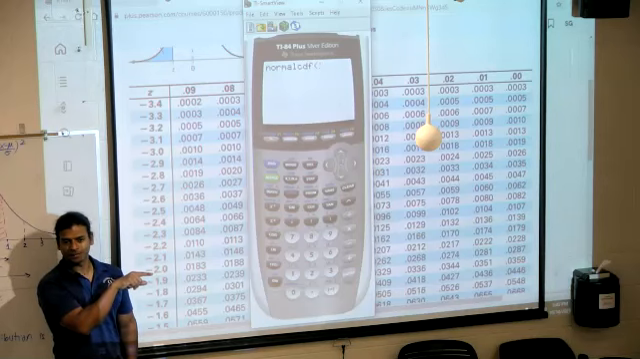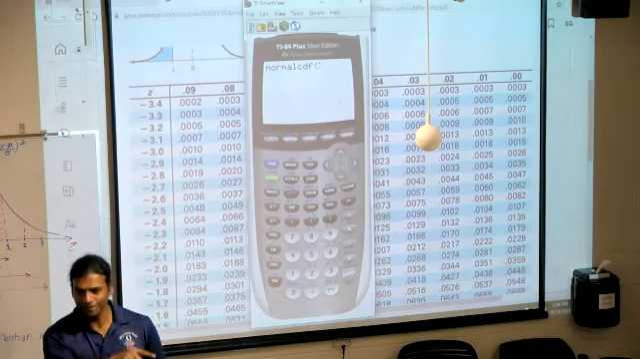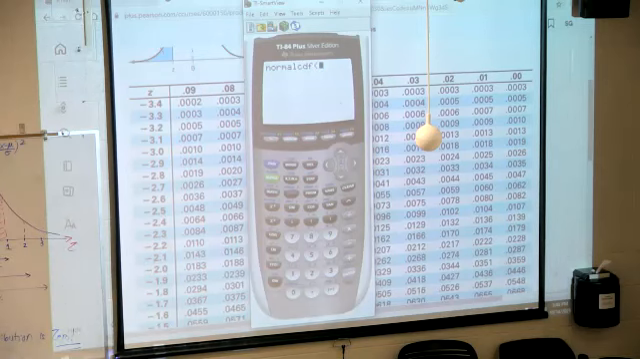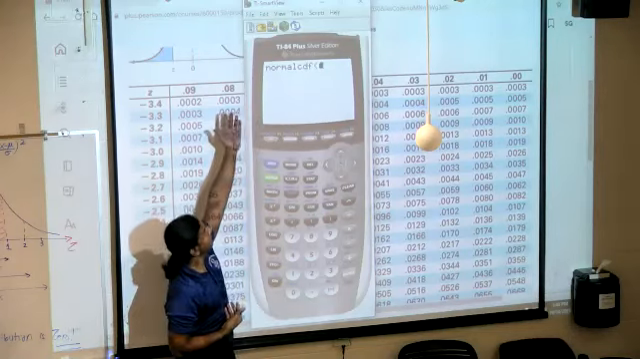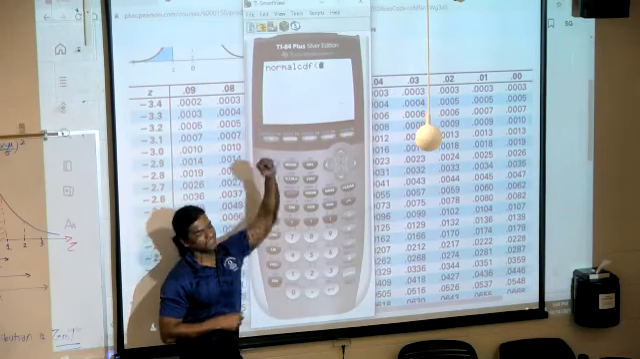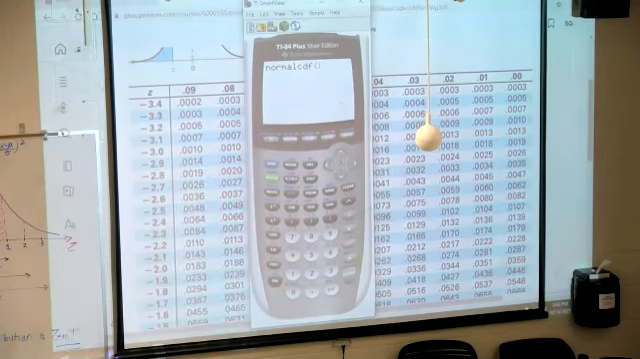Sigma. It's not FCDF, it's normal CDF, the very second option. Lower, upper, mu, and sigma. Lower is where the area starts. Upper is where the area ends.